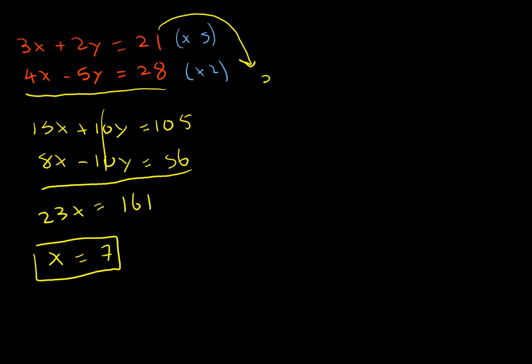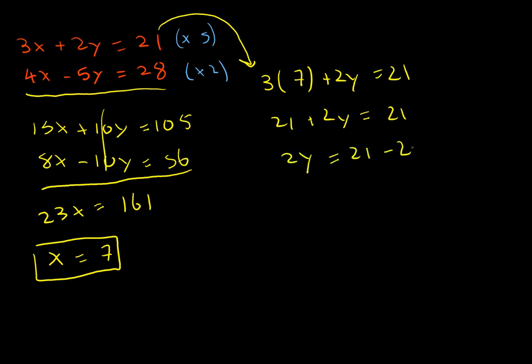So I'm going to take the first one this time, 3 by 7 plus 2y is equal to 21. 21 plus 2y is equal to 21. 2y is equal to 21 minus 21. 2y is equal to 0. So y in this case is equal to 0.